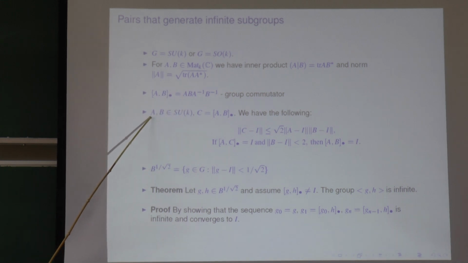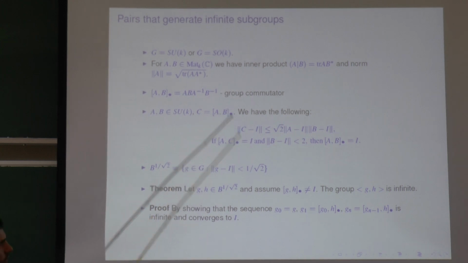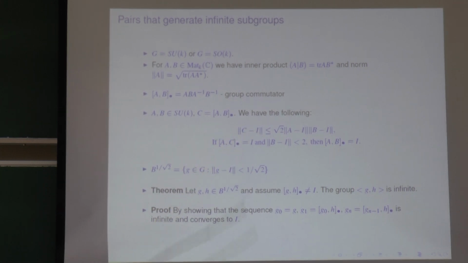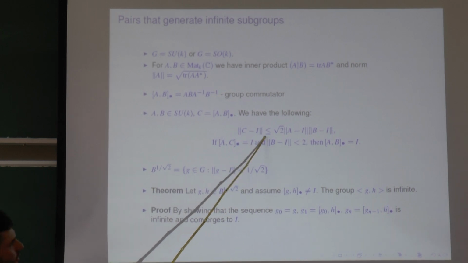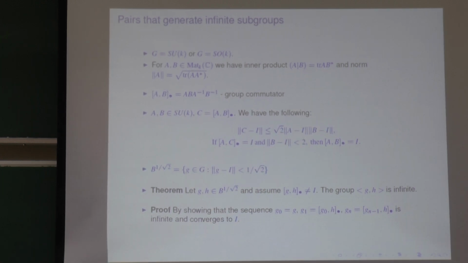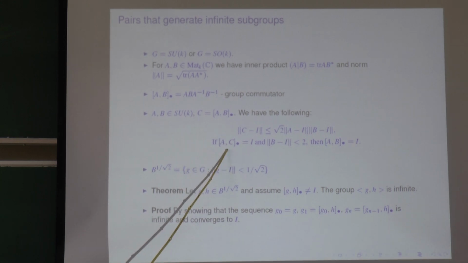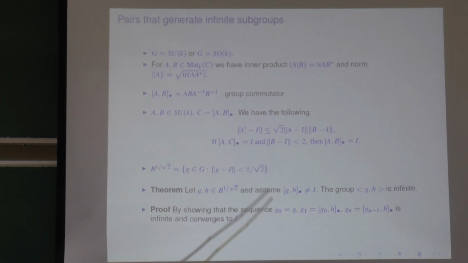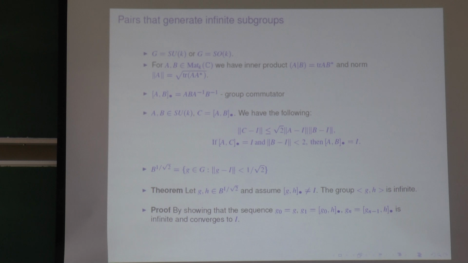Good. So now when I have matrices A and B which belong to SU(k) or SO(k), then I can consider a group commutator, and I have the following inequalities. The distance of the group commutator from 1, which measures how much they do not commute, is less or equal to square root of 2 times the distance of A from 1 times the distance of B from 1. And the other statement is: if the commutator of A and C is identity and the distance of B from identity is less than 2, then A and B also must commute. Great. So these are some inequalities, and now we have to make use of them.